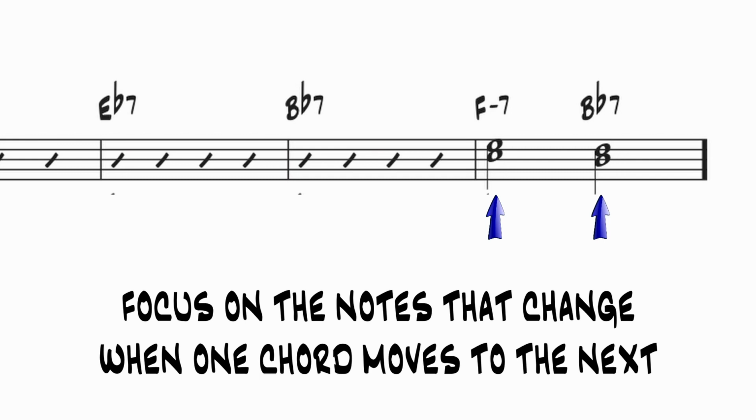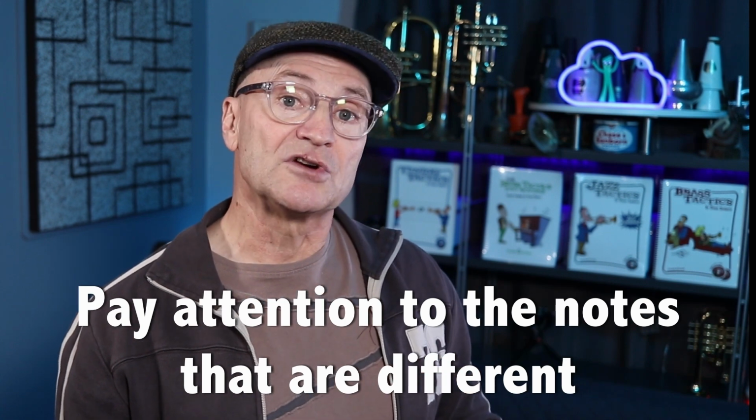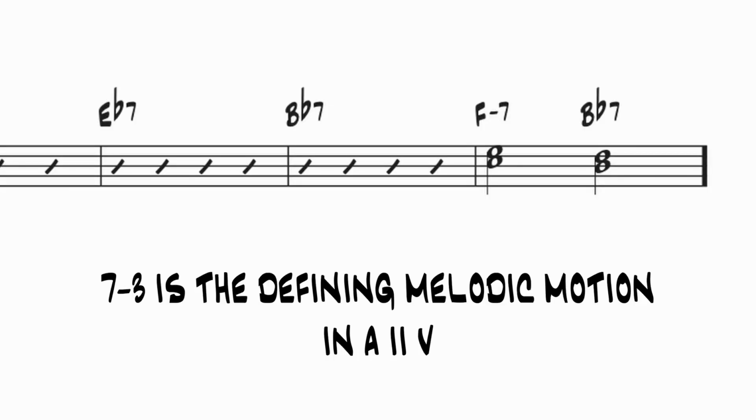So we're going to focus on the notes that are different and the way they move from the 2 chord to the 5 chord. Now I want to point out that this is an important thing to consider when you're improvising on chord changes. Instead of thinking about entire scales for each chord, pay attention to the notes that are different. Those are the notes that define the harmonic change, and that'll bring out the sound of the chord progression in your lines. In this case, we see that the 5th of the 2 chord moves down a whole step to become the root of the 5 chord, and the 7th of the 2 chord moves down a half step to become the 3rd of the 5 chord.